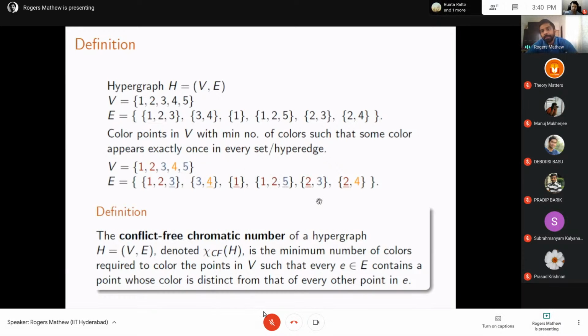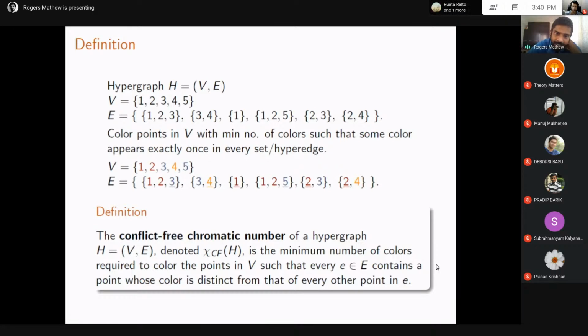Okay, so this is a conflict-free coloring, in that every hyperedge has some point getting a color which is distinct from the other points inside that hyperedge. These are your hyperedges: 1, 2, 3 is a hyperedge, 3, 4 is another hyperedge, and so on. Naturally, the question is minimizing the number of colors required to color the points in this V. So here we have used 3 colors, red, blue, and green, such that every hyperedge E contains a point whose color is distinct from the color of every other point in that hyperedge. I hope this definition is clear to everybody.